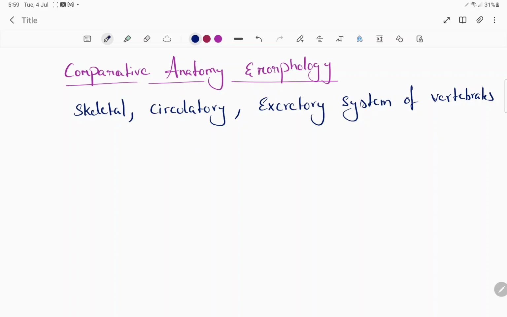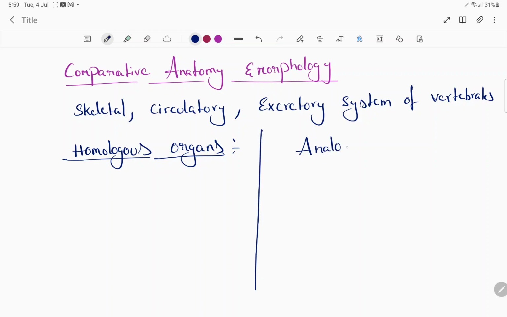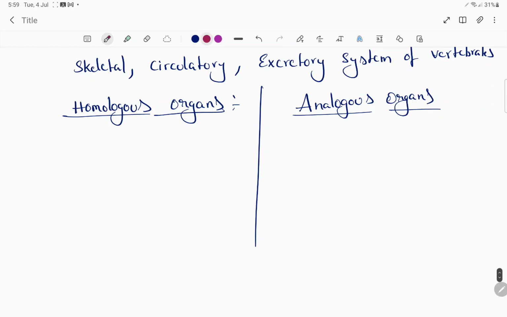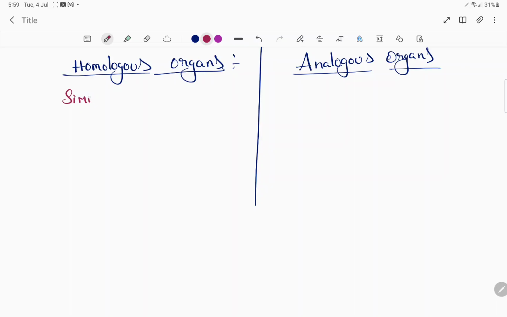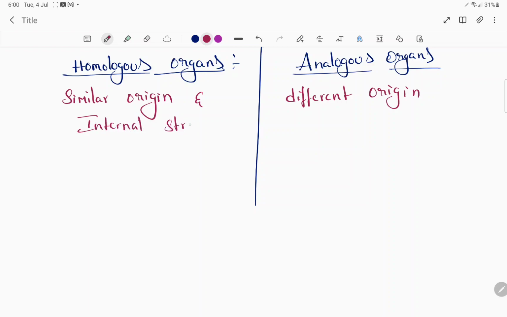provide linear illusions. Coming to the two types of organs, the first is homologous organs. They have the same type of origin, but they perform different functions. The structure, everything will be similar, but they perform different functions. And we have one more category, which is analogous organs. They are organs belonging to two or more different organisms. In homologous organs you have similar origin and similar internal structure. In analogous organs, you have different origin and different internal structure.